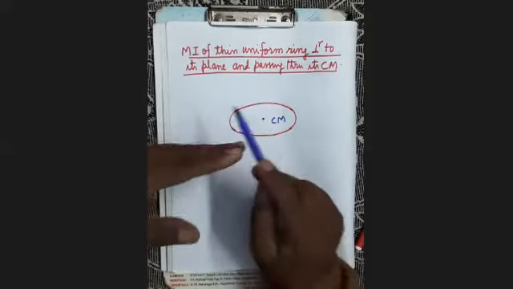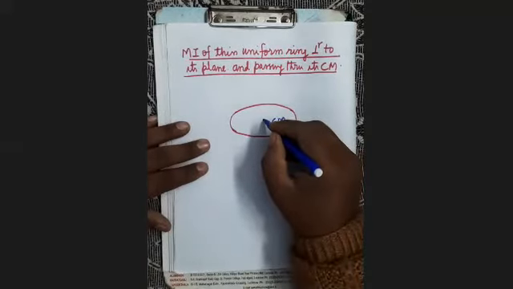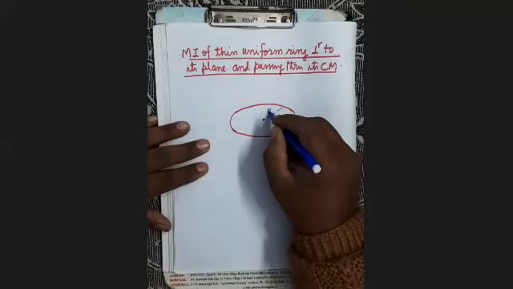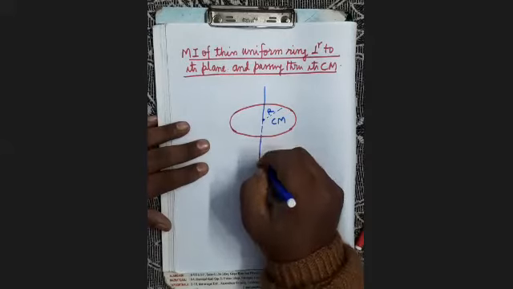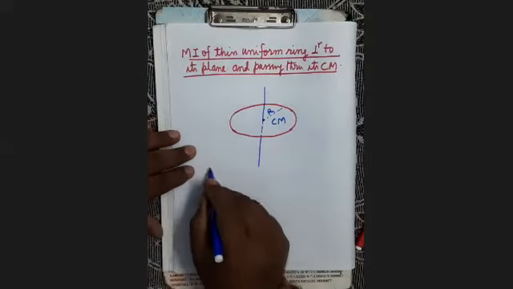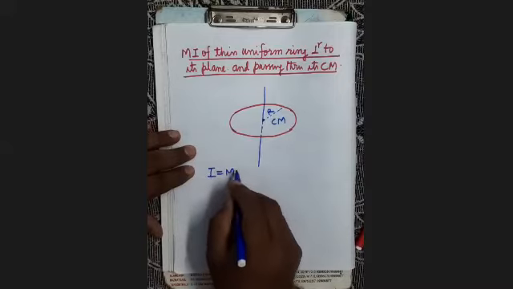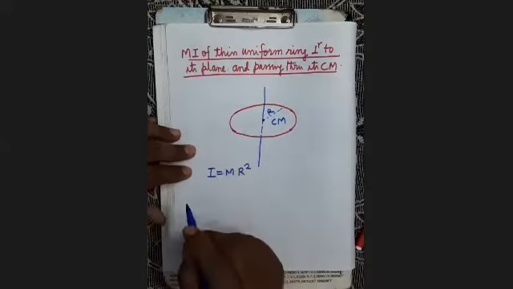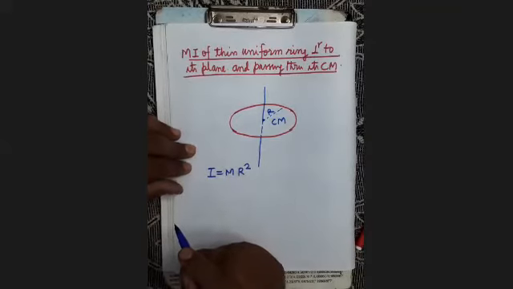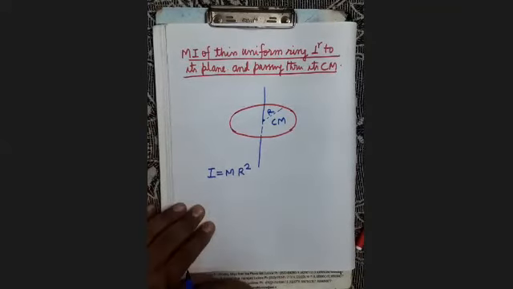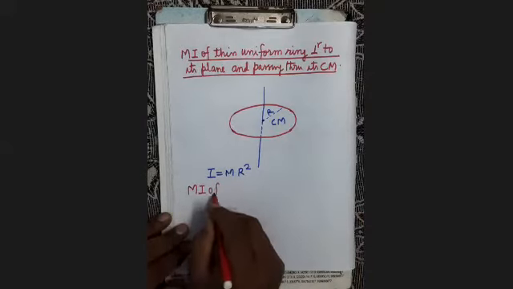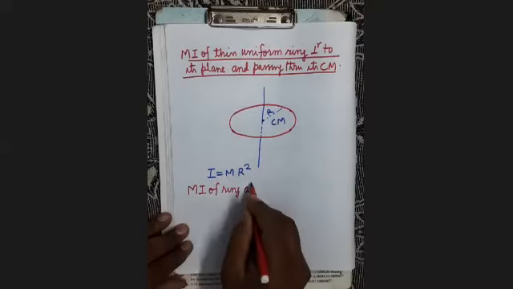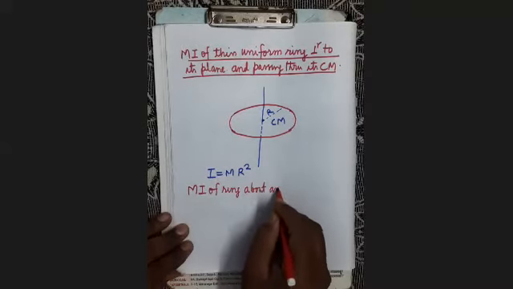Here we have assumed its mass is m and radius is r. So what will be the moment of inertia about this axis? It will be I equals m into r square. Now suppose you have to determine the moment of inertia of the ring about any diameter.